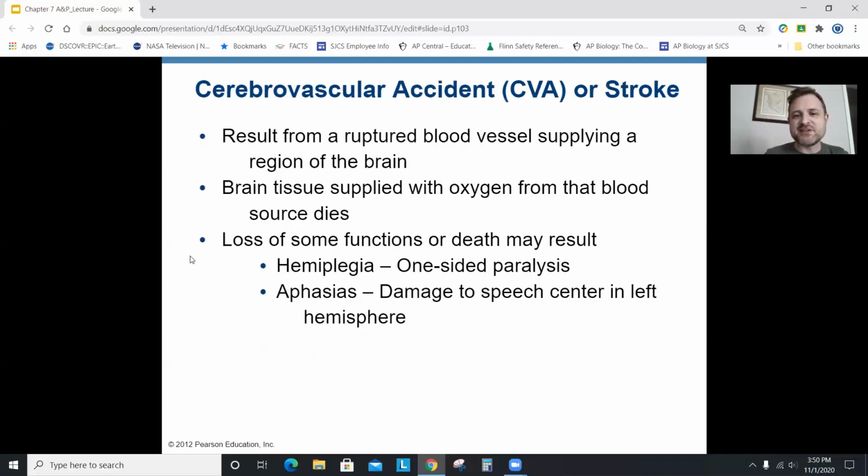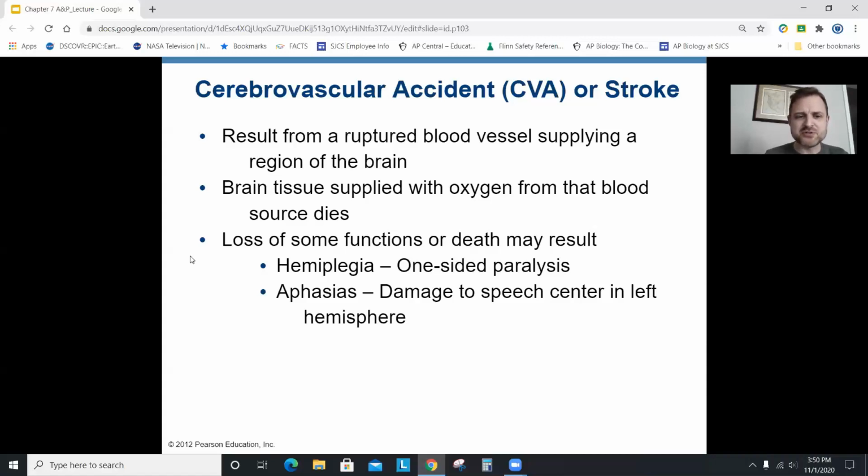A cerebrovascular accident, or a stroke. So you've heard of strokes before. Strokes are a very serious condition. I think it's the third most common source of death in the United States. Basically, a stroke is when the blood supply to your brain gets cut off. It could be a ruptured blood vessel or it could be a blocked blood vessel. If your brain is starved for oxygen, after a few minutes, the nervous tissue dies.